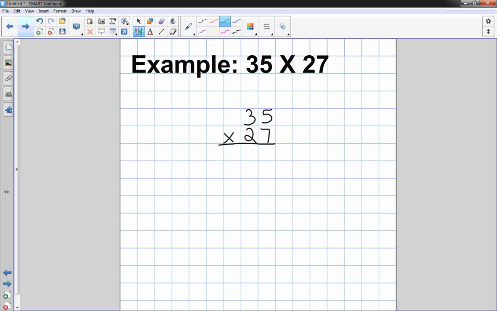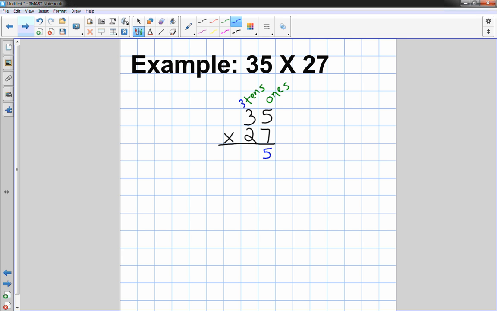You could, if you want, put a little ones up here for ones place. You could, if you want, put a little 10 up here for tens place just to reinforce that concept. So I'm going to work my problem out. So I start with the 5 and I multiply it by 7. And I get 35, and you write the 5 of the ones place down below.